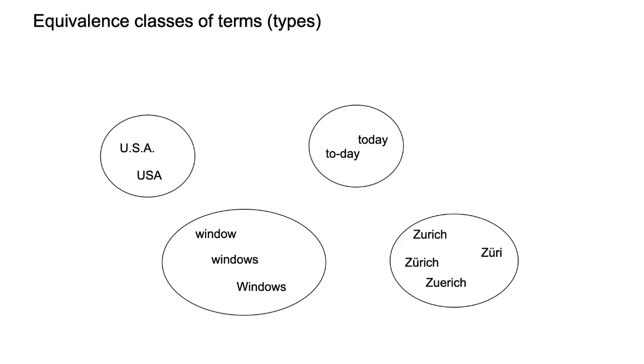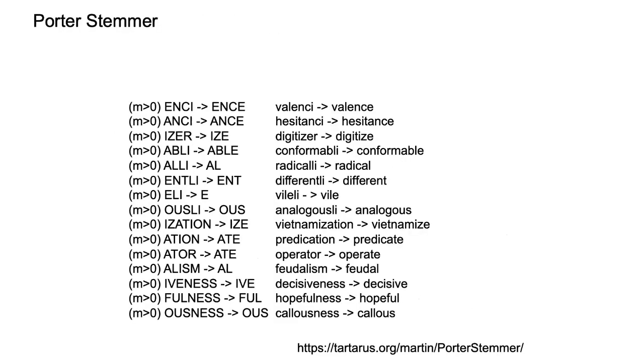Okay, then as part of the linguistic preprocessing, we saw that we can use stemming or lemmatization depending on the language. But in English, stemming works actually quite well, and the Porter stemmer is quite popular in order to build these equivalence classes that I told you about.